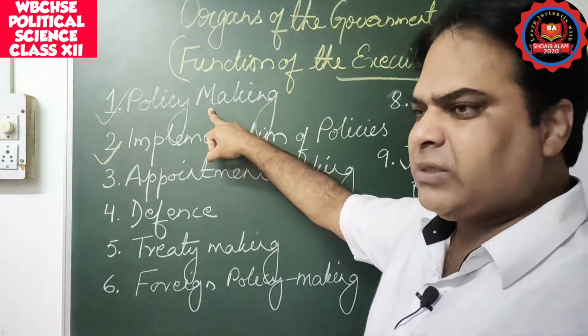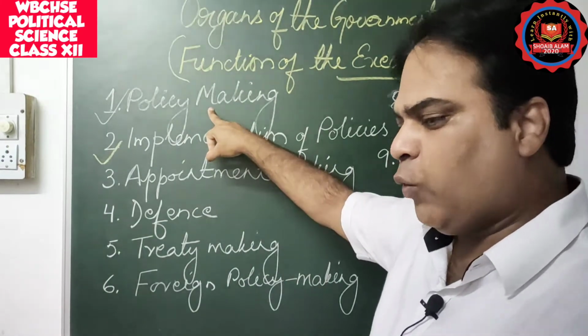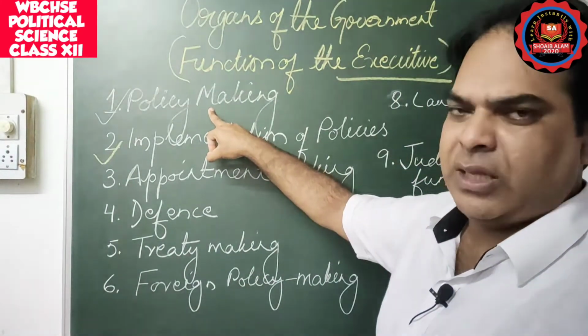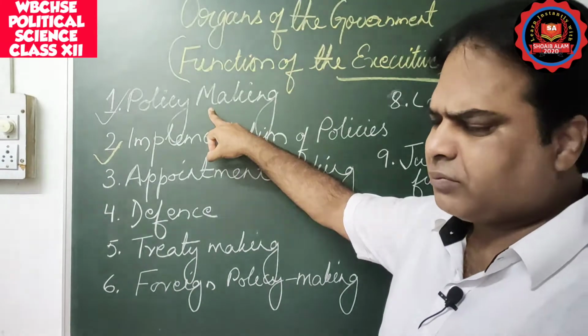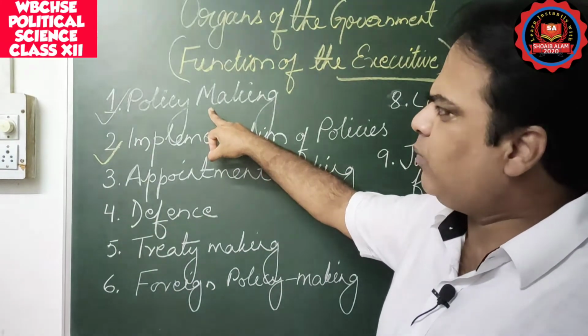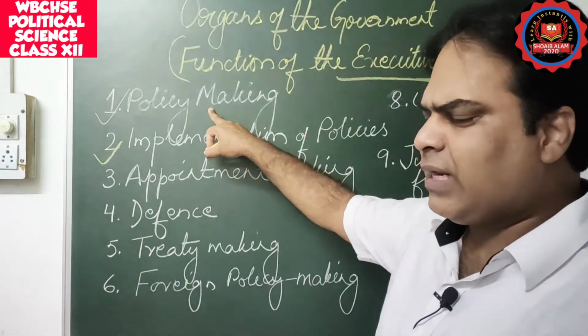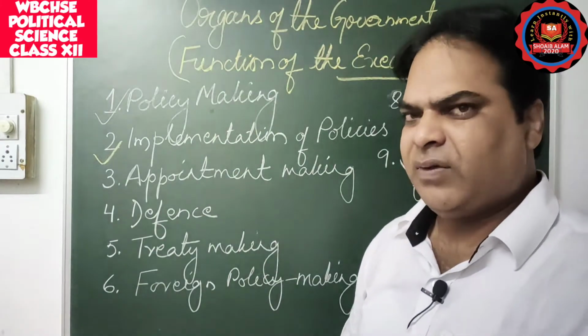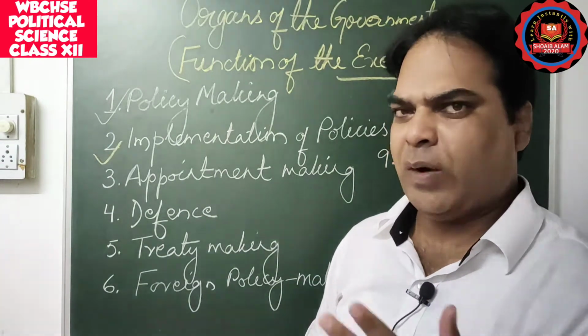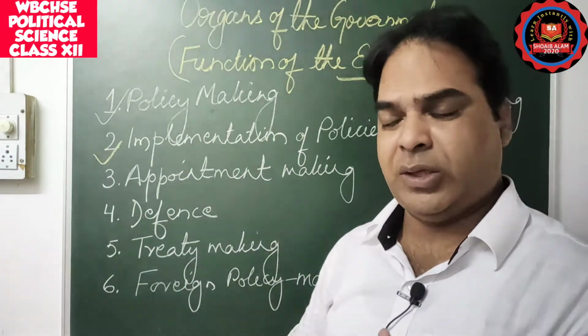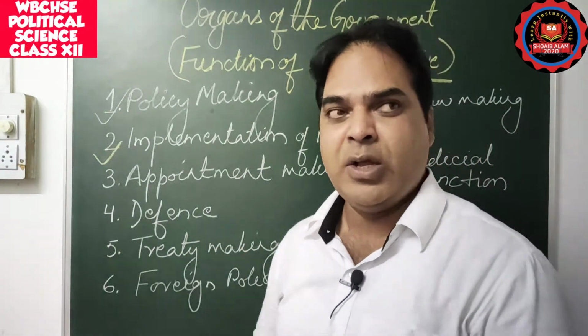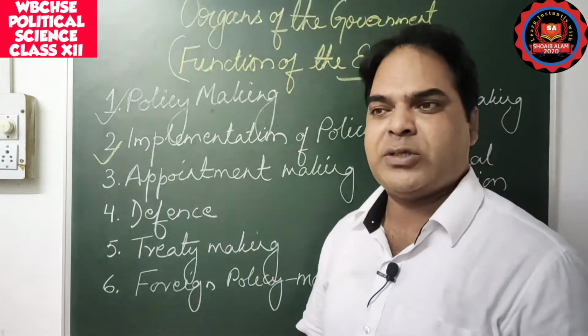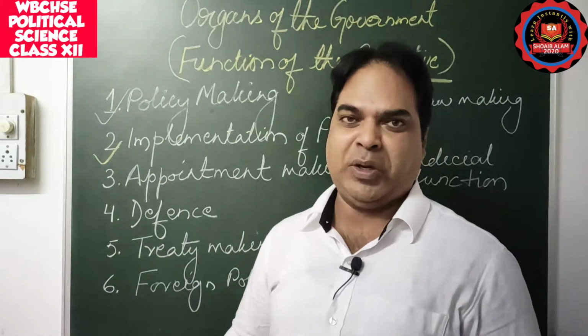So who makes the policies? The government makes the policy. Who are in the government? The Prime Minister and the Council of Ministers. Let me clear one more thing. In India we have a federal form of government, right? There are two levels: the union government as well as the state governments. In each and every state government also there is the role of executives.